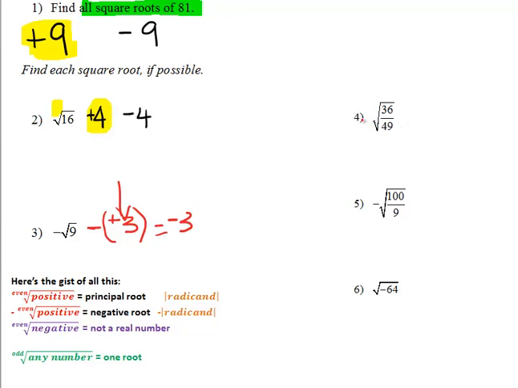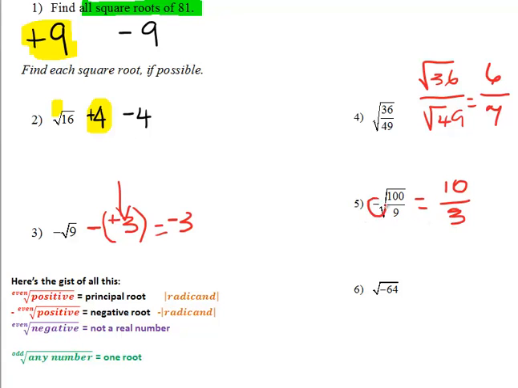Remember, when you have a fraction under a radical, you can do this. And we're going to start using just principal roots here. That's a perfect square, so that's the same as 6 over another perfect square, which would be 7. Here, again, I'm going to take the principal root of 100, which is 10, and the principal root of 9, which is 3, and I'm going to do the opposite.